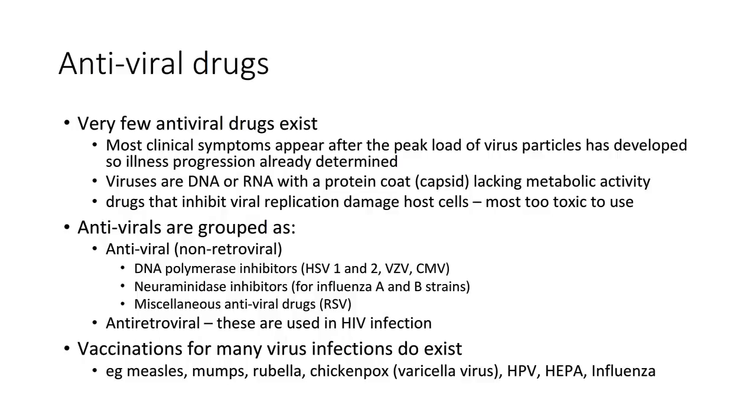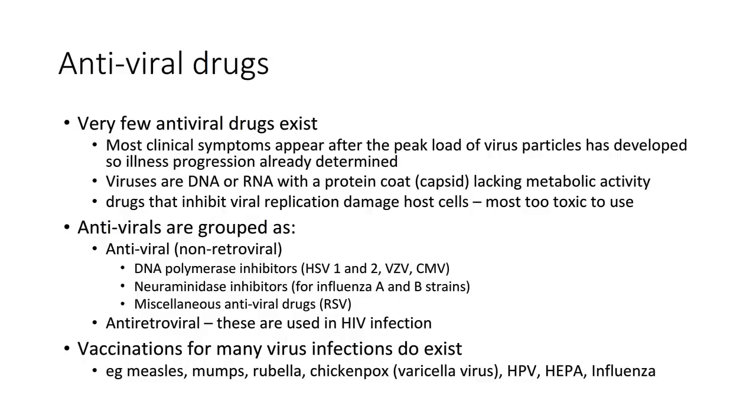In the antiviral groups, we have a couple of different groups. There is a miscellaneous antiviral group, and they're used in respiratory syncytial virus. We also have the DNA polymerase inhibitors, and they're used with things like herpes simplex virus 1 and 2, varicella zoster virus, which is the one that causes chickenpox, and cytomegalovirus. Then there are the neuraminidase inhibitors for influenza A and B strains, and so they prevent the virus being released from the cells once it's been made.